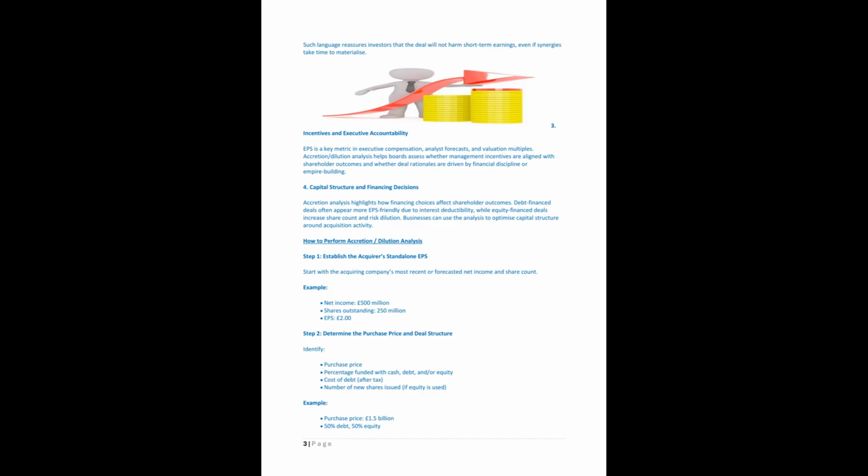To start an accretion or dilution analysis, you first establish the acquirer's standalone EPS by looking at the latest net income and shares outstanding. For example, if net income is £500 million and shares outstanding are 250 million, the EPS is £2. Then you determine the purchase price and how the deal will be funded: cash, debt, or equity. For instance, a £1.5 billion deal might be half debt and half equity. These steps set the foundation for understanding how the acquisition will impact earnings per share.